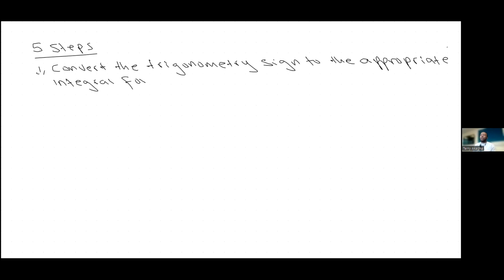Number two, now after you've converted the trigonometry sign, the next thing you have to do is to add a variable from the question to step one. The aim of this is so that you can get an integrated trigonometry function and variable in the bracket, okay?